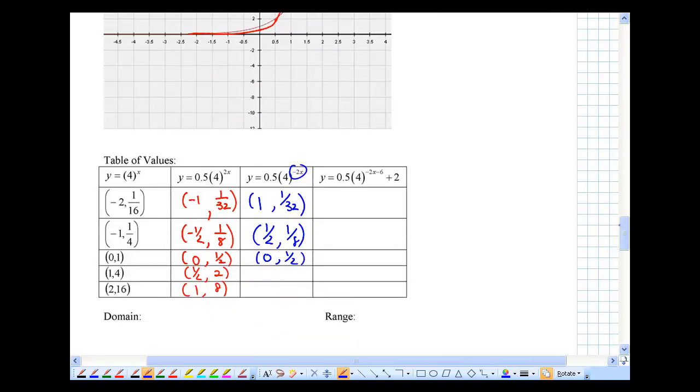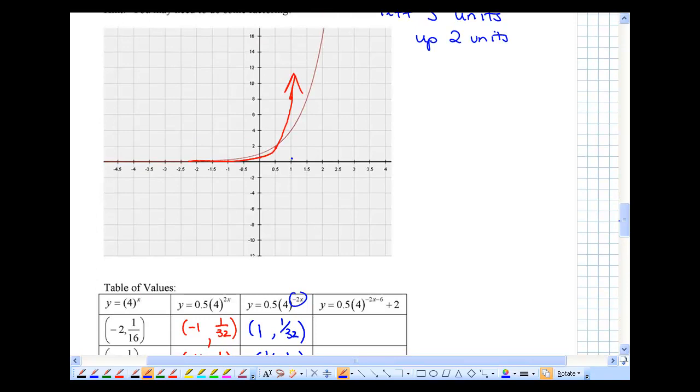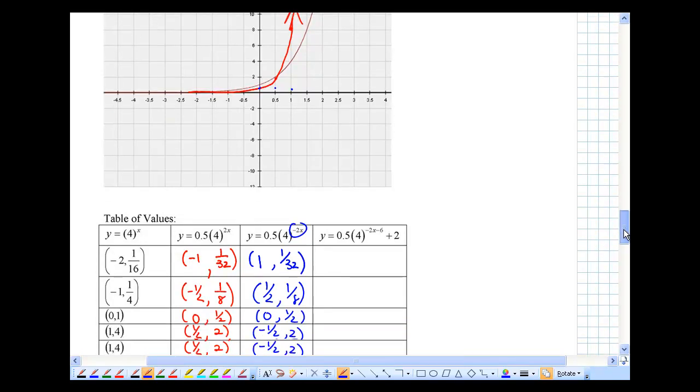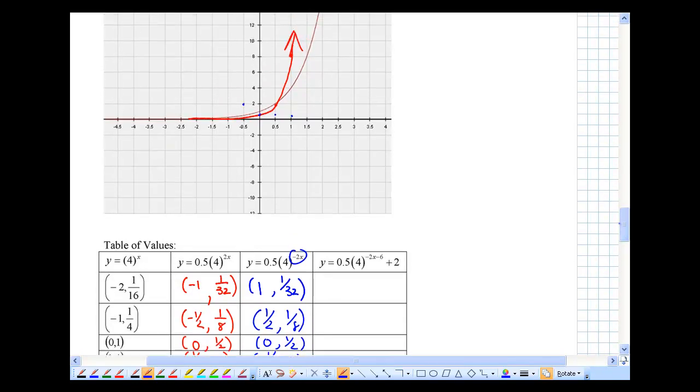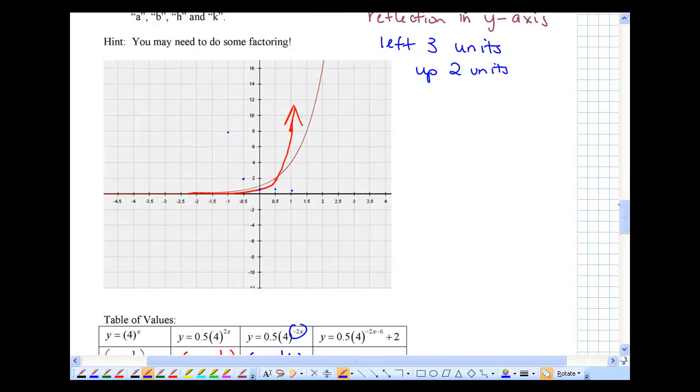Zero, well, negative 0 is the same thing. Negative 1/2. Negative 1/8. 1/32. 1/2, 1/8. Zero of a half. Same thing. And then what else do we have? Oh, negative 1/2, 2. Boop. And then last one, negative 1/8. So hopefully you see that this is just a reflection of the red graph in the y-axis.